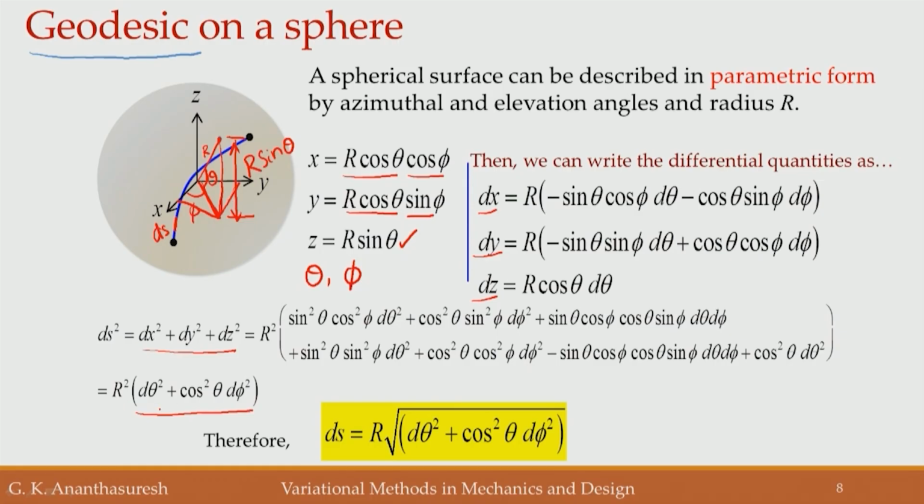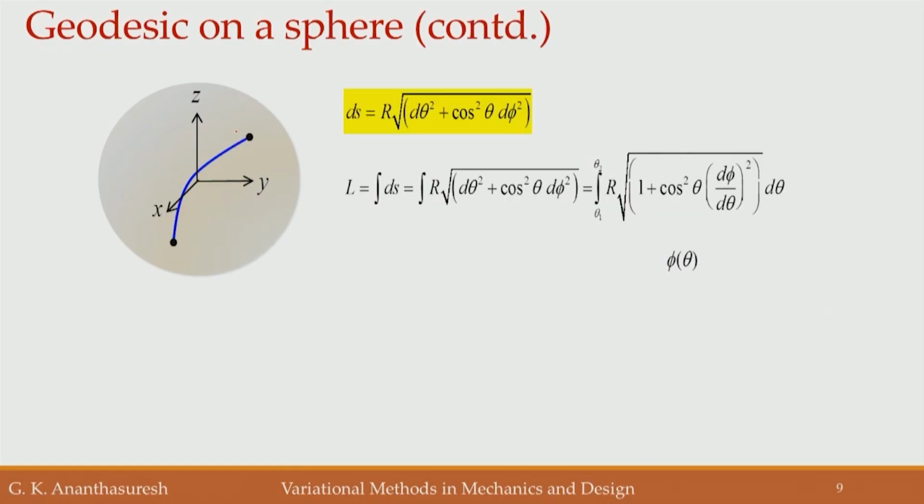So, the ds that we have here is ds square, so ds will be the square root of that, r times all of this. Why do we need this? Because we are interested in finding a geodesic, that is a curve of least distance. So, we take this expression that we have for ds and integrate it to get the total length of any curve on the spherical surface. So, in order to get that length L, we have to integrate it all along this curve. Okay.